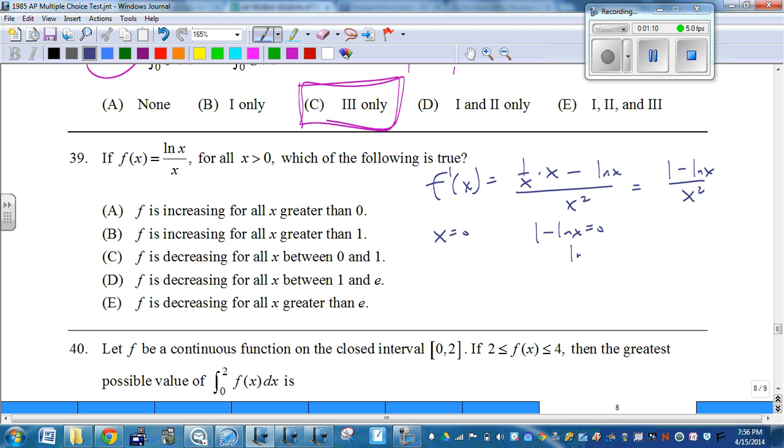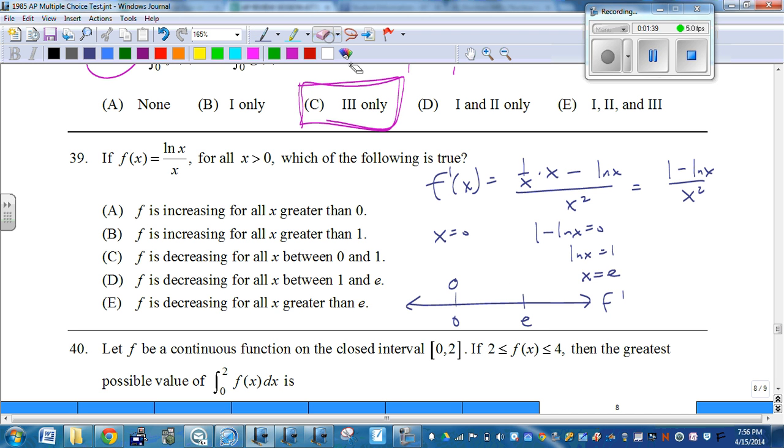So natural log of x would equal 1, right, if we added the natural log of x to the other side. And that means x is equal to 0. No, why are you messing me up? Jeez. So x equals e. Right, e to the first would equal x. So x equals 0, x equals e. Those are our critical values.